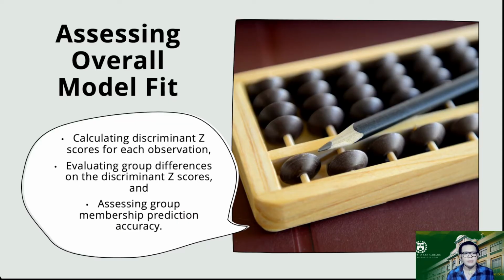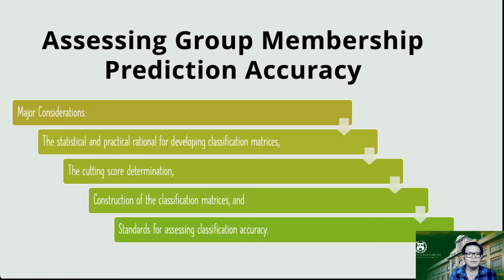And we also need to have assessment for the overall model fit. So calculating the discriminant z scores, which gives a score for every observation, is very important as well. And we also have to take note of evaluating group differences in the discriminant z scores and assessing group membership prediction accuracy. And now we are going to have the assessment of group membership prediction accuracy.